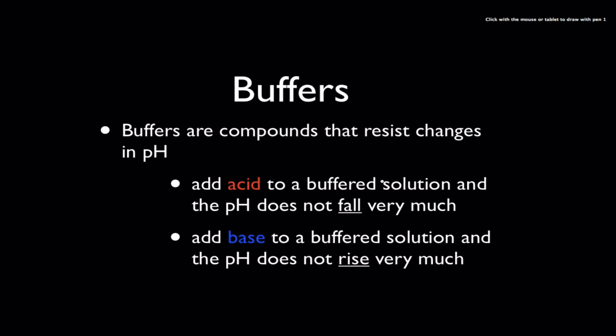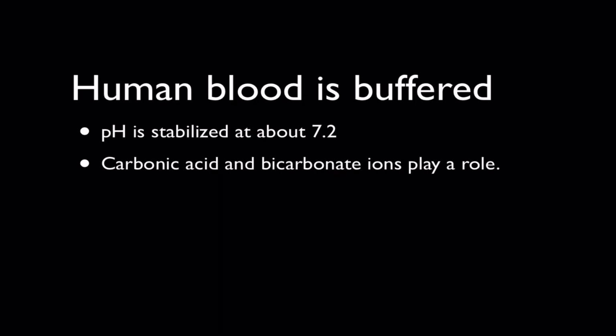For example, if you have a buffered solution and you add an acid to it, the pH is not going to fall very much. And conversely, if you add a base to a buffered solution, the pH is not going to rise very much. Now, the easiest example to understand is human blood. Human blood has a pH of approximately 7.2, and you're not going to feel very good if the pH of your blood rises or falls very much beyond this. So evolution has given us a buffering system which maintains the pH of your blood at about 7.2.